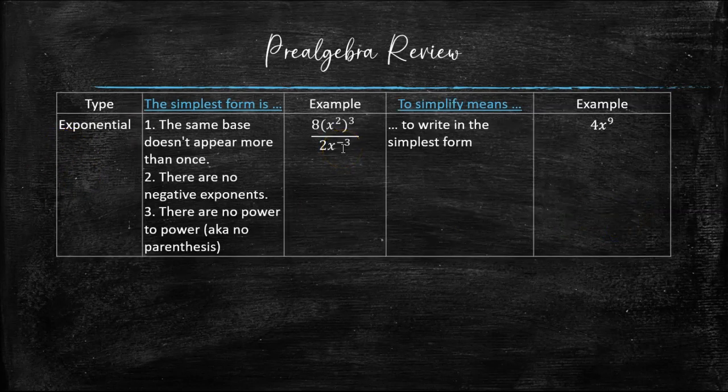Now, let's talk about exponential expressions. To simplify it means that your expression doesn't have the same base appearing more than once, and there are no negative exponents, and there are no power raised to the power. So how do we simplify this expression? We use the properties of exponents, and this is what the simplified version looks like.